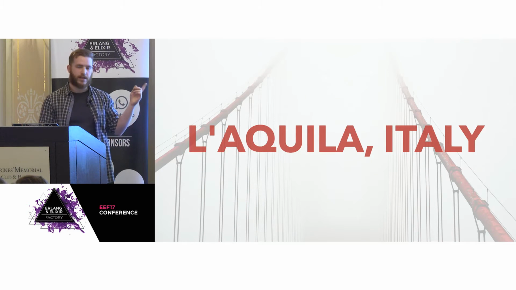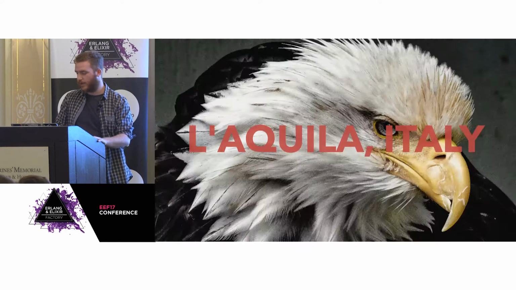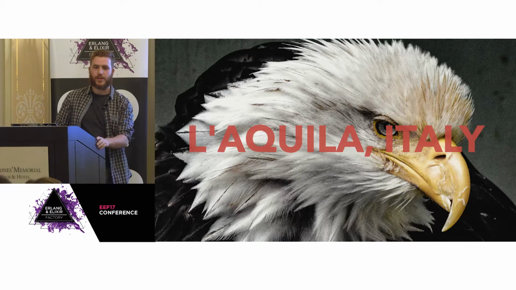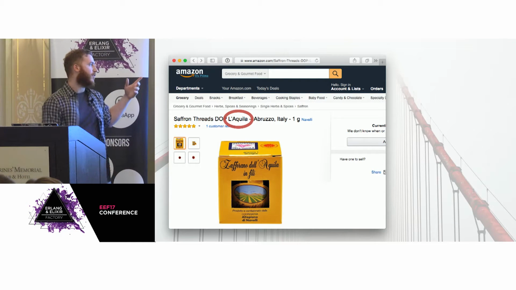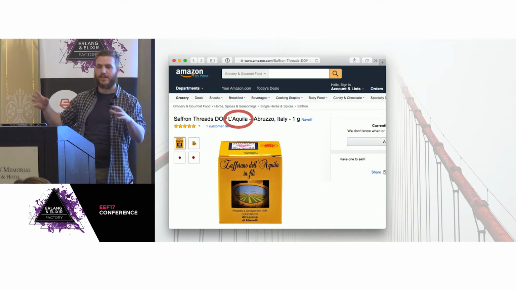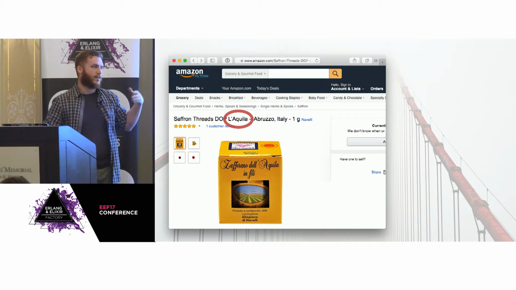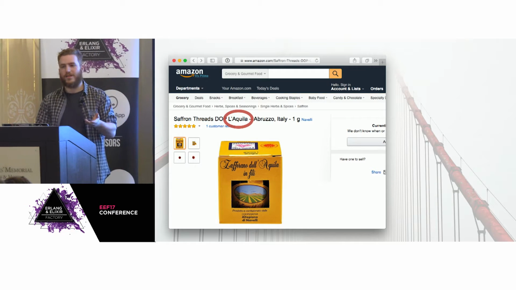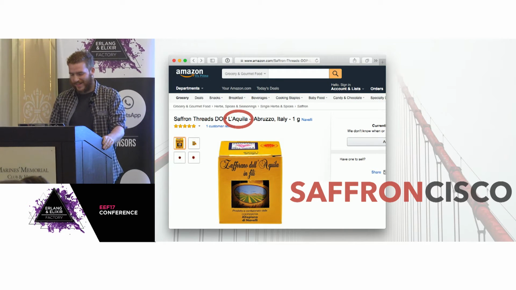So I come from Italy, from a town called L'Aquila, which should be fun for you because it literally means the eagle. I think US people have a thing with eagles, right? It's a pretty small town, but we do something really famous, which is saffron. The proper Italian saffron comes from where I'm from. And this is why I like to call L'Aquila the San Francisco of Italy. Right? I'm on a roll.